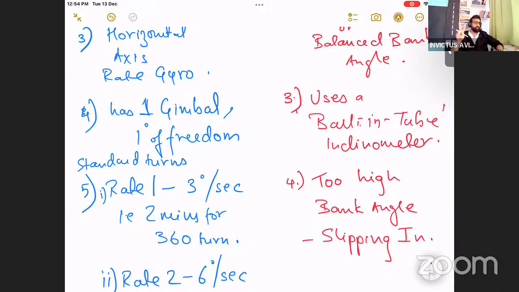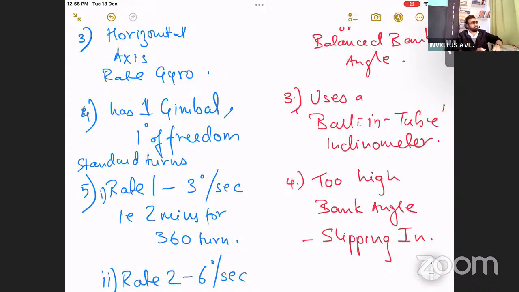So now you have two ways to correct your slip in. Let's say you are doing a right turn and you have a slip. What would you do? What is the reason? Inadequate rudder. Solution, apply more rudder. In this instrument, the turn or rate of turn indicator, if the bank angle is too high, you will get slip. So if you're getting slip in the inclinometer, you'll reduce the bank angle.